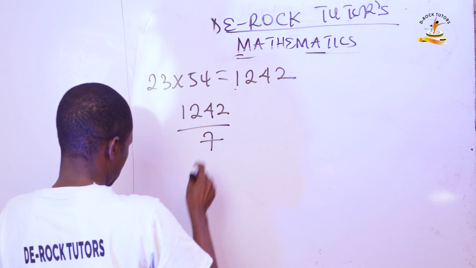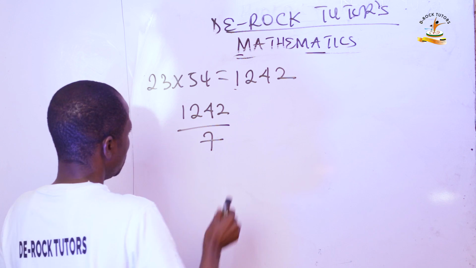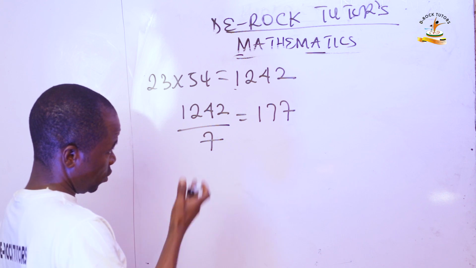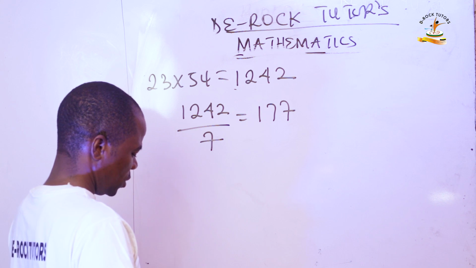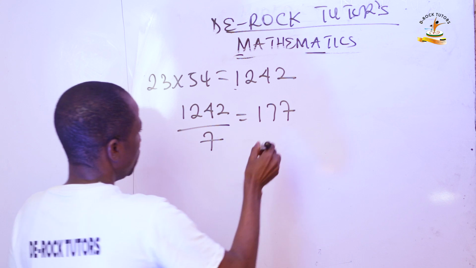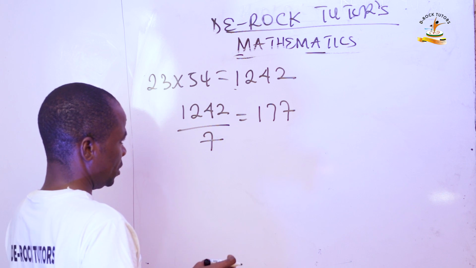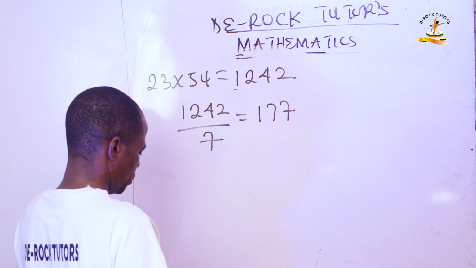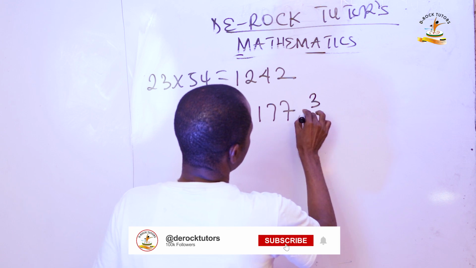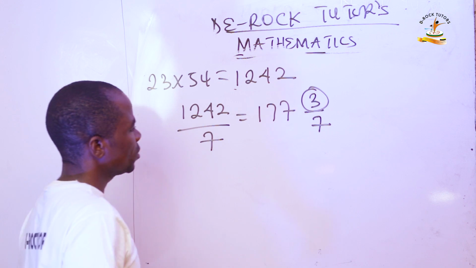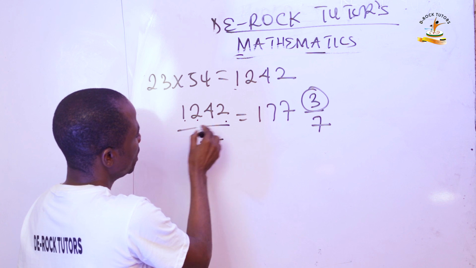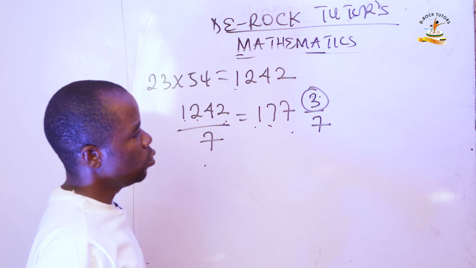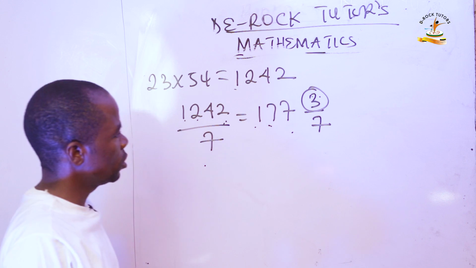1,242 divided by 7 gives us 177 point something. But if you want to convert it to a mixed fraction, 177 times 7 will give us 1,239. And if you subtract 1,239 from 1,242, that will give us 3 all over 7, and this is the most important thing there. So when 1,242 is divided by 7, it gives us 177 with a remainder of 3. That would be the correct answer there. So the correct answer is option B, 3.